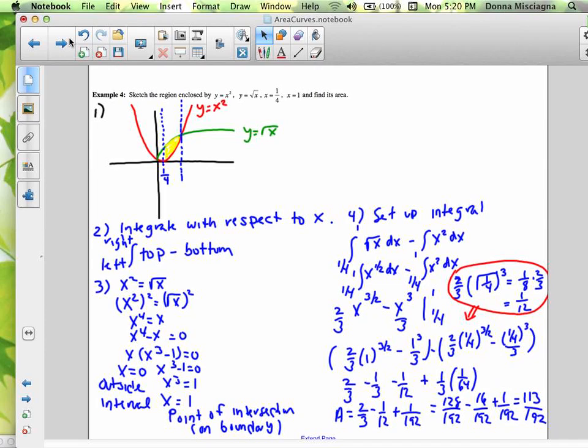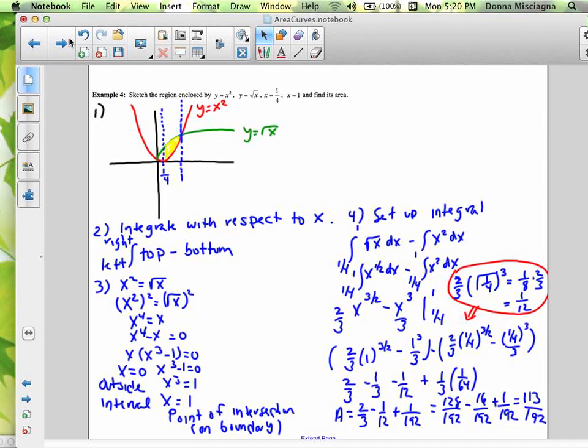So we have x squared equals the square root of x. Square both sides. Now we have x to the 4th equals x. Move all the terms to one side so you can factor: x to the 4th minus x equals 0. So we have x times (x cubed minus 1) equals 0. So x equals 0 is a solution, but that's technically outside the boundary. So that's what it means by outside the boundary.